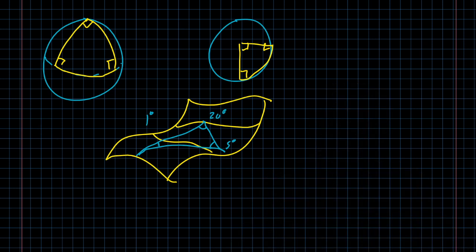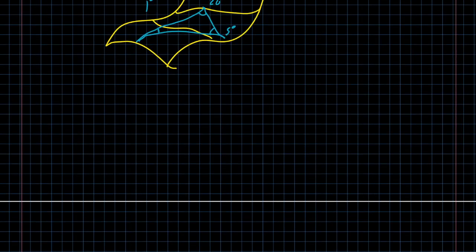All right, so the angles of a triangle can be a little bit weird, they can be a little bit unexpected, but as long as we're working on a flat surface, we can rely on the fact that the angles add up to 180 degrees.